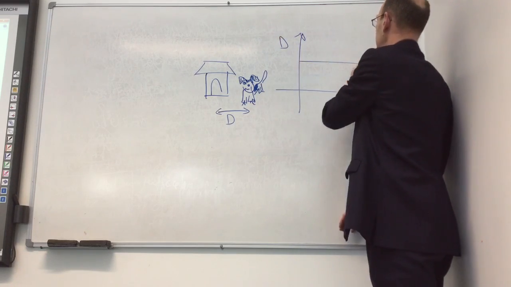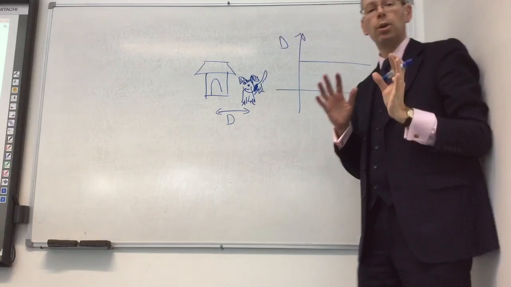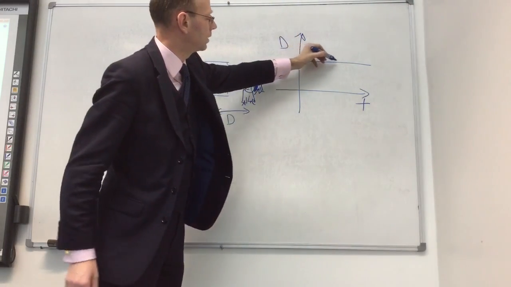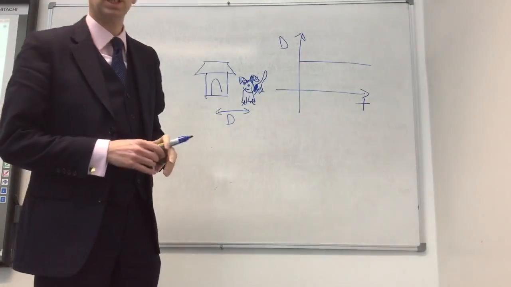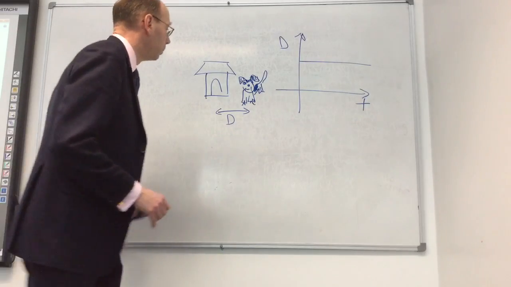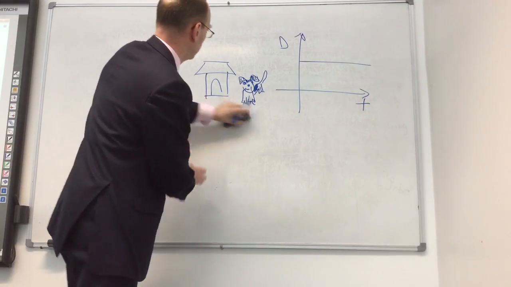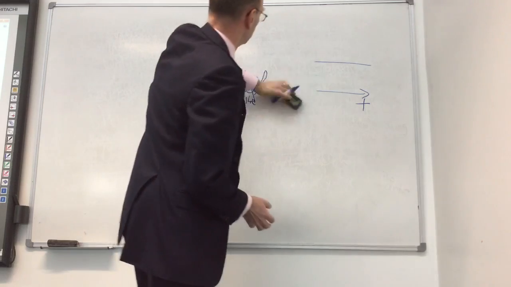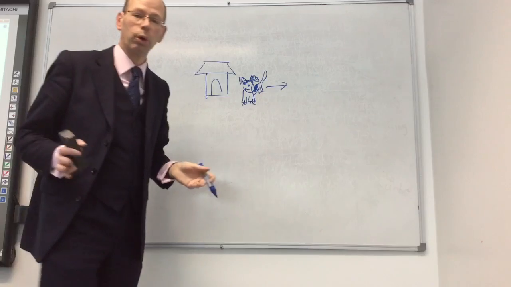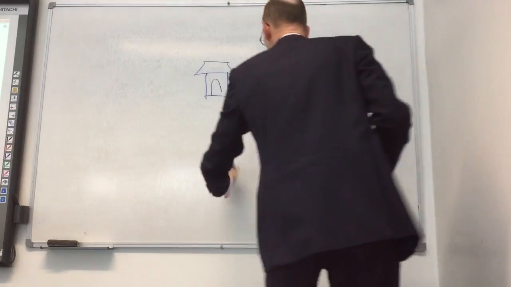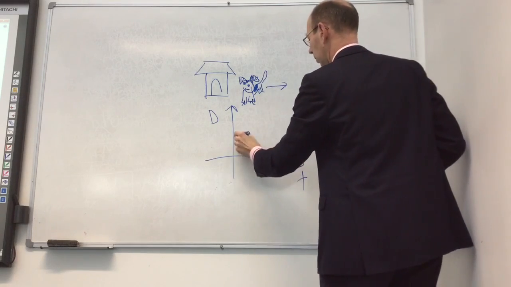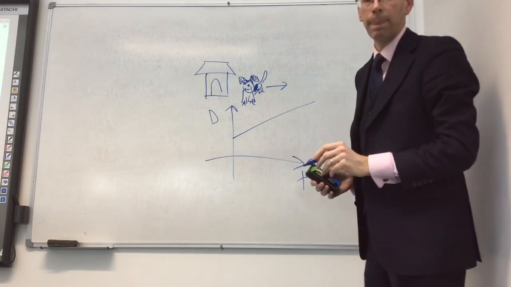He's got a fixed distance, he doesn't move anywhere, so on the distance time graph it will look like this. At every point in time he's the same distance away from where he was at the start. Now let's suppose that he starts moving away from the kennel. Maybe he's chasing a ball or something. This time his distance is going to get bigger, so the graph is going to look like that.